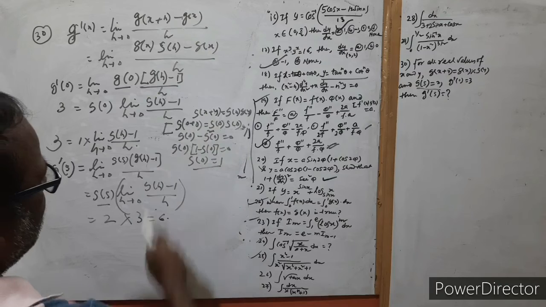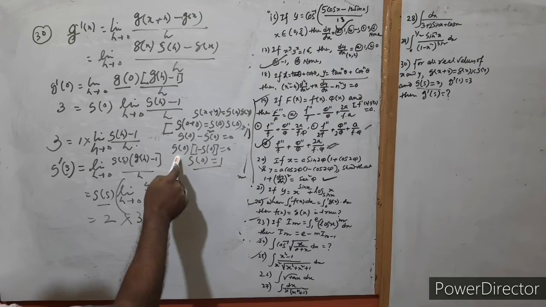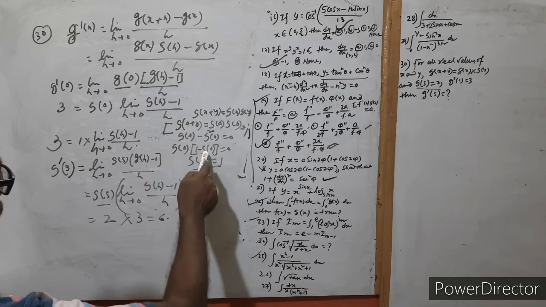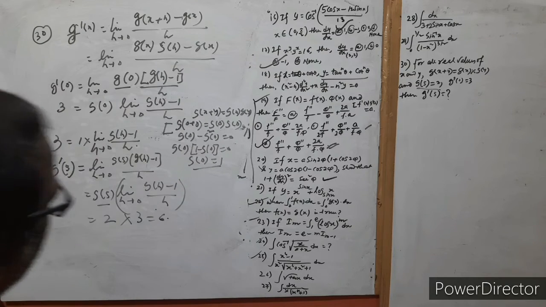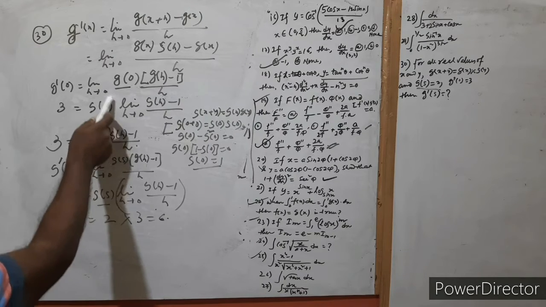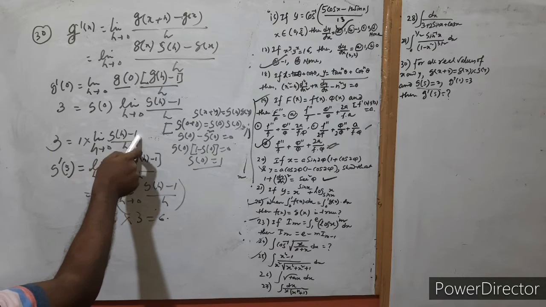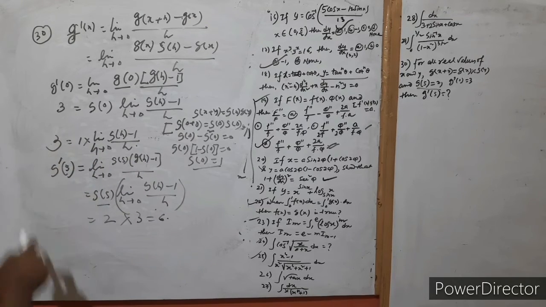If we put x as 0, g of 0 is never 0, so we take it common, g of 0 is not equal to 0. g of 0 doesn't satisfy this equation otherwise, so g of 0 is 1. If we put g of 0 as 1, then we get the limit as h tends to 0 of g of h minus 1 by h is equal to 3. It is given, so it is proved.